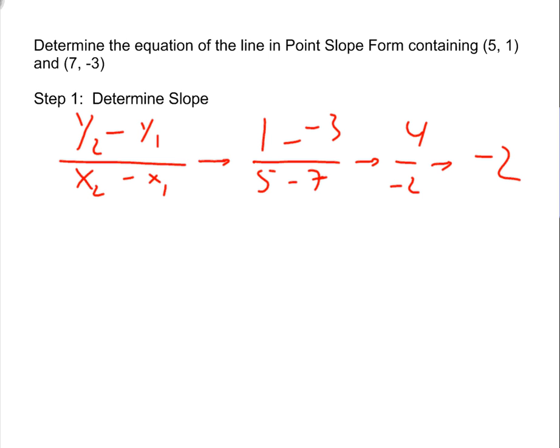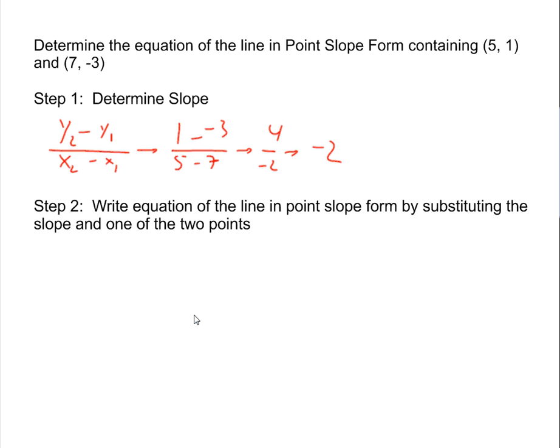All right, so slope is the change in y over the change in x. So we're going to subtract our y values and subtract our x values, which gives us 4 over -2, which results in a slope of -2. Now that we have our slope, and we've been given points for the line, step 2 is simply to write the equation of the line in point slope form by substituting the slope and one of the 2 points. Pause the video and try that out.